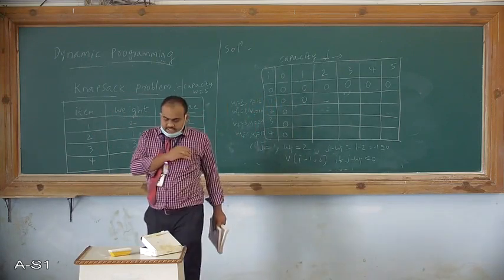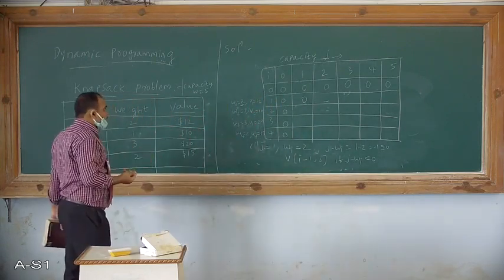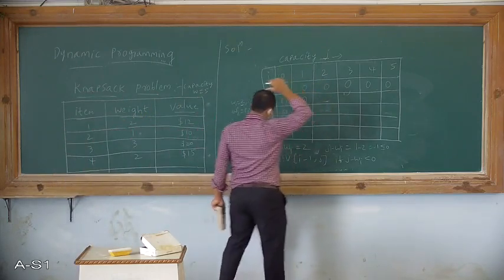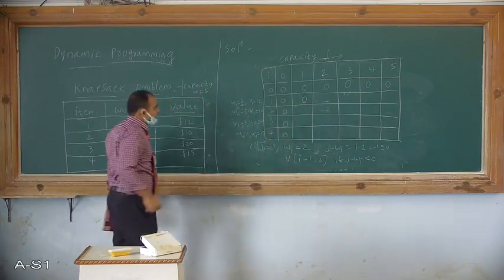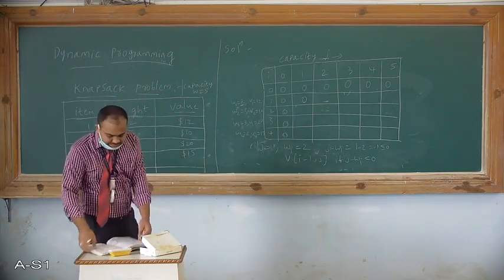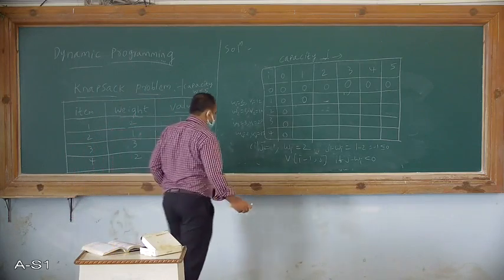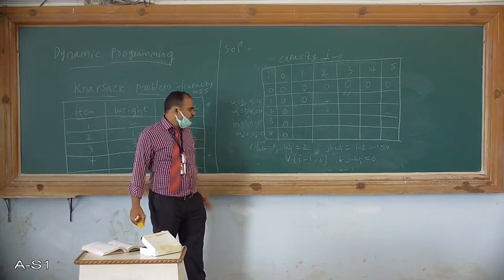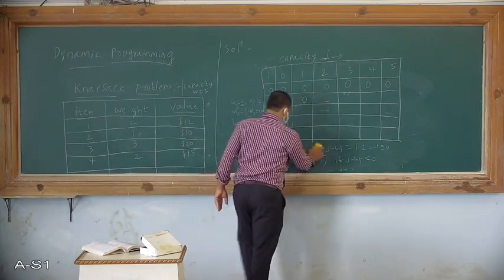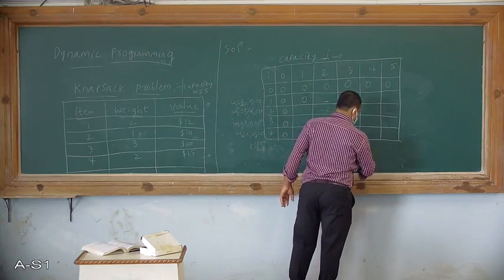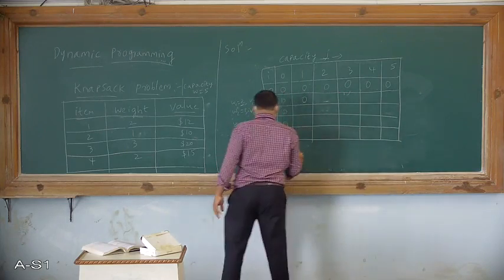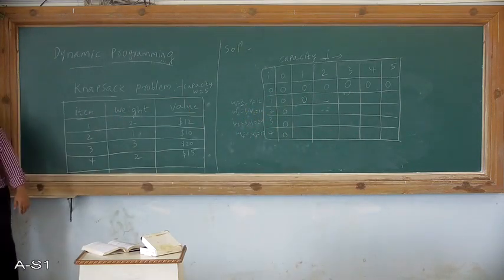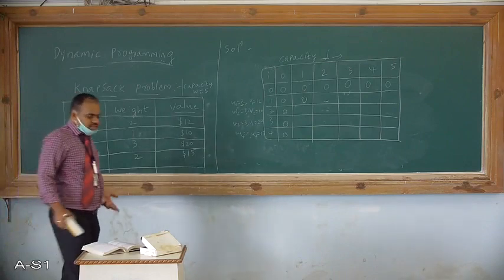So we'll go for filling this value. We need to fill the value for i is equal to 1 and j is equal to 2. How to fill this? Firstly, I'll just erase this since we have done case 1. So we will apply case 2.